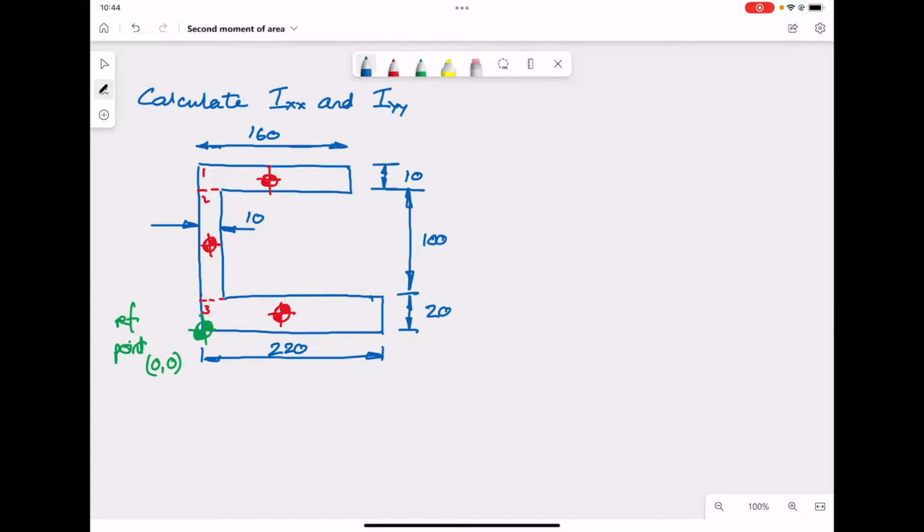Doing that to the side, the center for the first rectangle will be 80 millimeters across and up a total distance of 125 millimeters. For the second rectangle, its center is given by 5 millimeters across and up 70. And for the third rectangle, its center is given by 110 millimeters across and up 10.